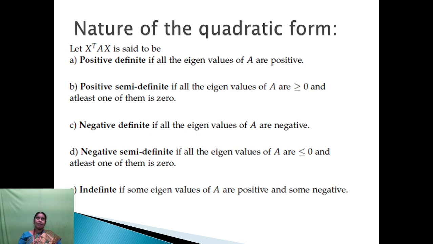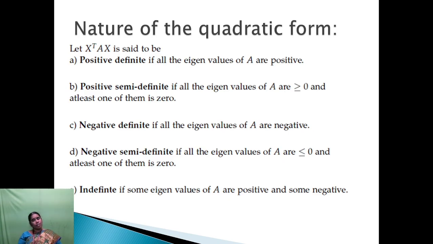Next thing is nature. How can we find the nature of the quadratic form? We define the nature as positive definite if all the eigenvalues of the given matrix A are positive. If all the values are positive and at least one takes the value 0, we name it a positive semi-definite. Second case: if all the values are greater than or equal to 0 and at least one of them is 0.